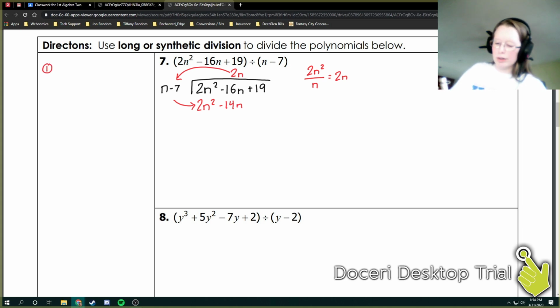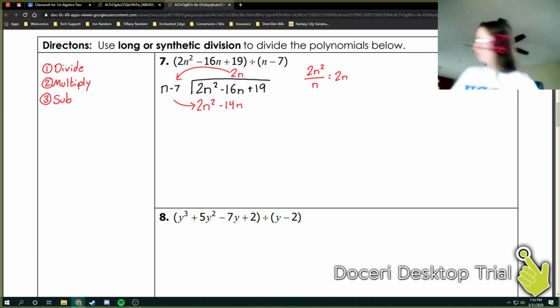So step 1 was divide. Step 2, multiply. Step 3 is subtract. With subtracting, I'm going to wrap the entirety of what I wrote in red in parentheses and throw a subtraction sign on the outside. Let's see. 2n squared minus 2n squared is 0. They're going to cancel each other out. They're supposed to.